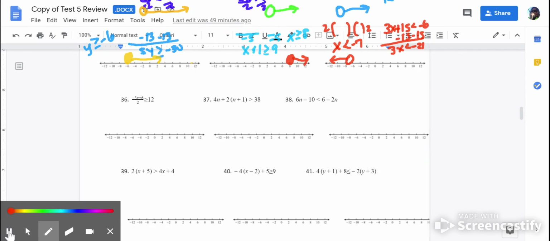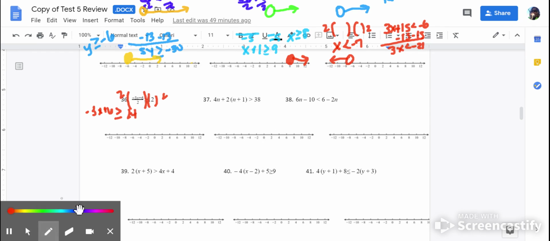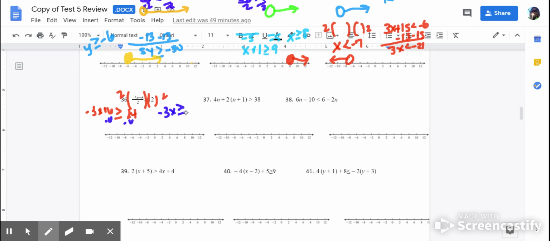For number 36, in order to solve, the first thing I want to do is multiply each side by 2. So I get negative 3x plus 6 is going to be greater than or equal to 24. I will then subtract 6 from each side, so I'll be left with negative 3x is greater than or equal to 18. Divide each side by negative 3, and when I divide by a negative 3, I have to flip my sign, so it becomes less than or equal to negative 6.